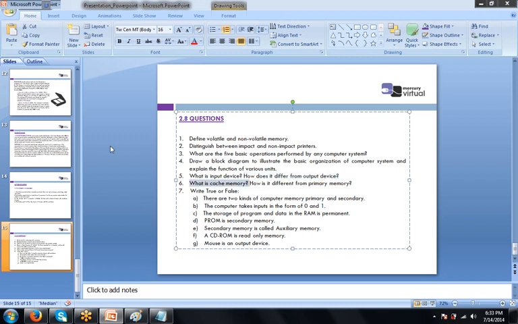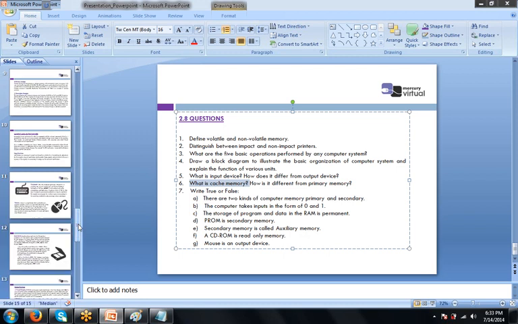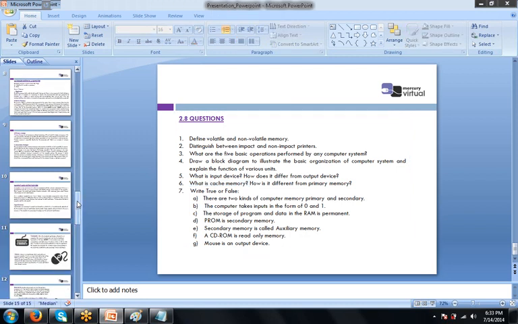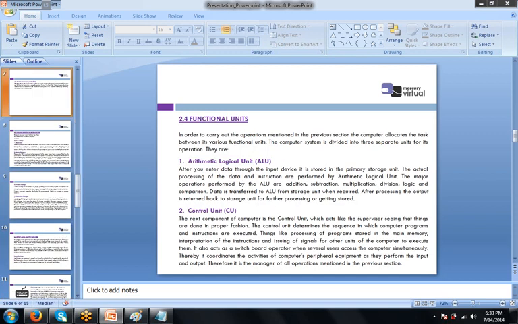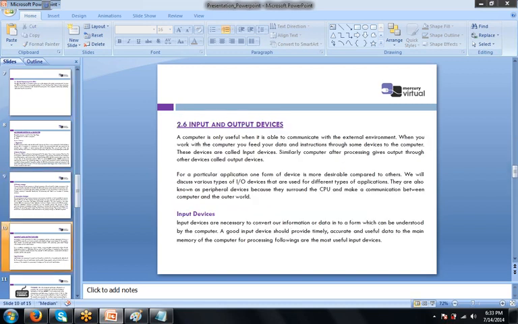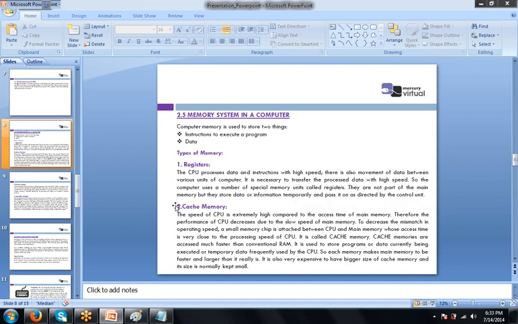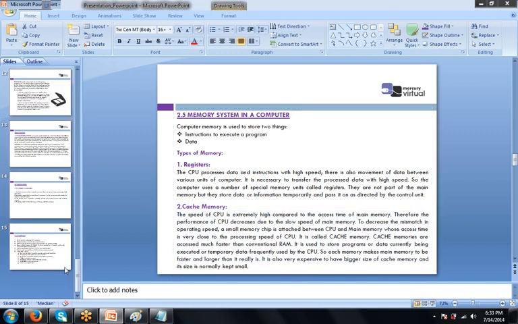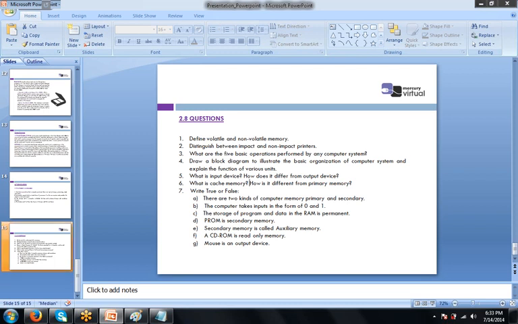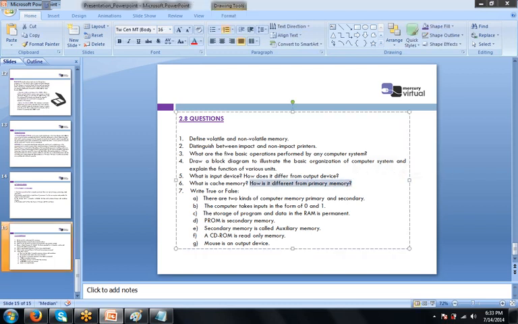Another question is, what is cache memory? As I told you, cache memory is an inbuilt memory that is very expensive in nature, that is used for storing purpose on a temporary basis. So this is the cache memory. Clear? Then how it is different from the primary memory? Cache memory is expensive, but primary memory is not expensive. Clear? Last question is, write true or false.